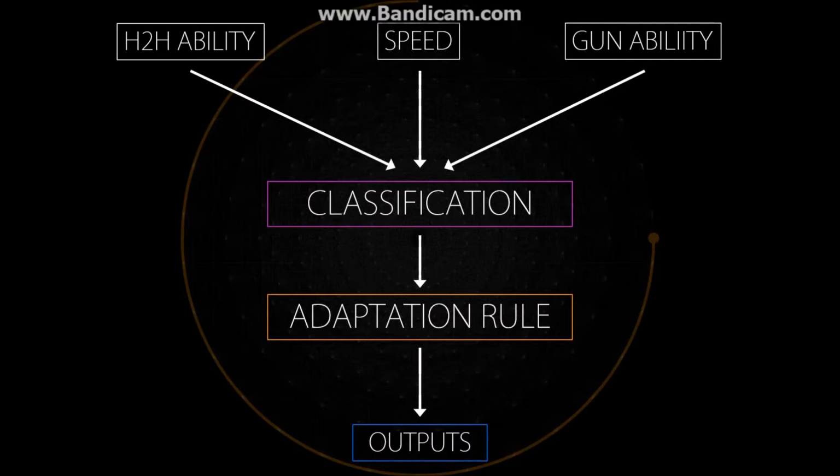We want the game to adapt based on the way the user is playing. We use the following classifications to simplify the input parameters. If the player is fast and good with hand-to-hand weaponry, then they are classed as a ninja. If they're fairly slow but good with guns, then they're classed as a terminator. If they're above average at all skills, then they're classed as a soldier.